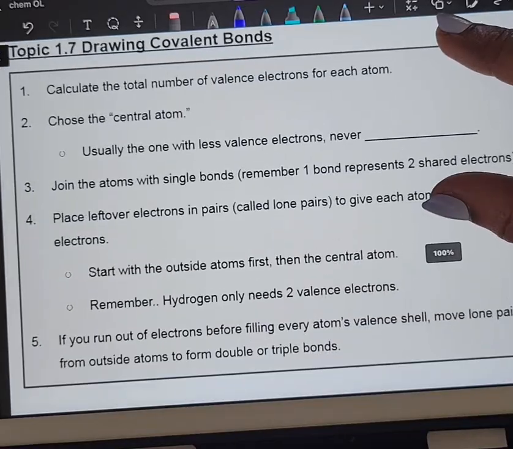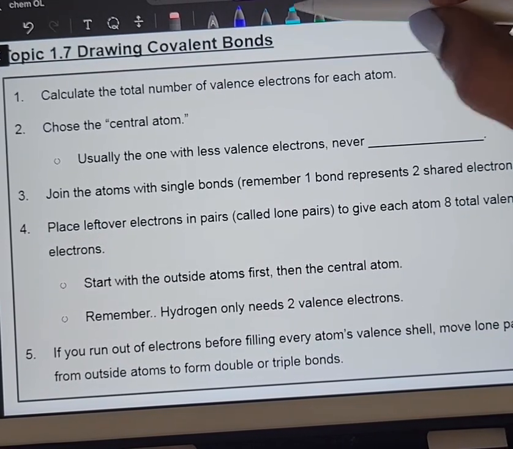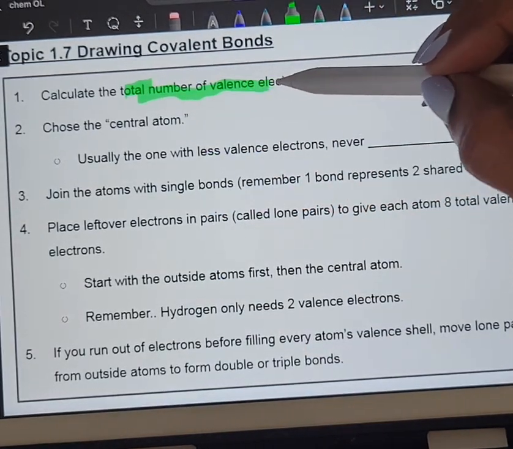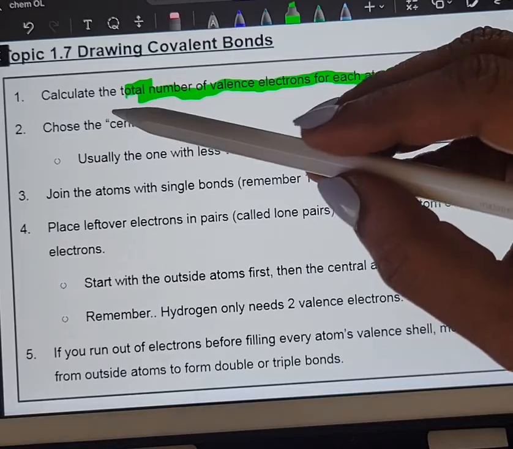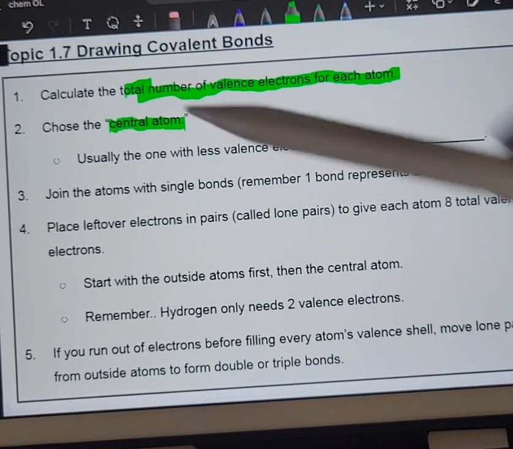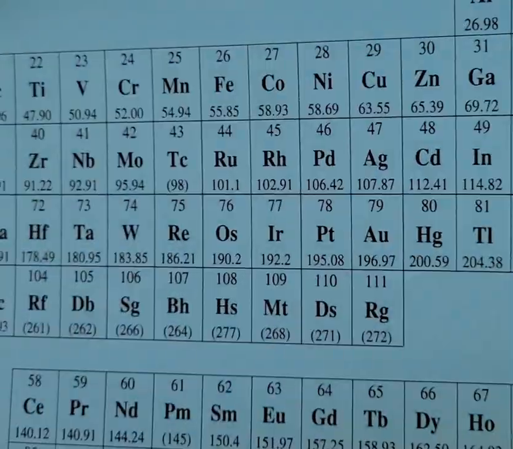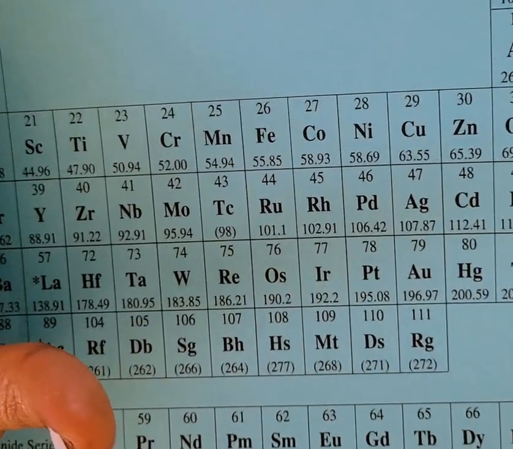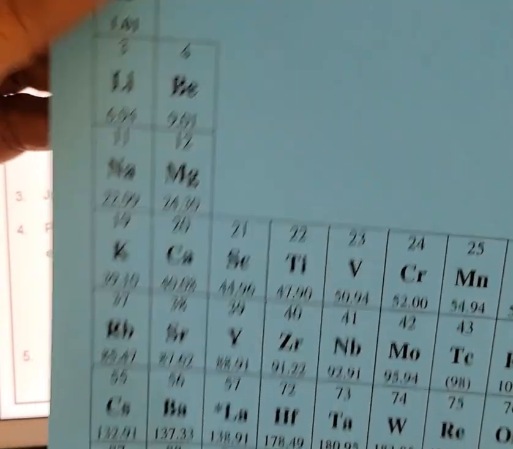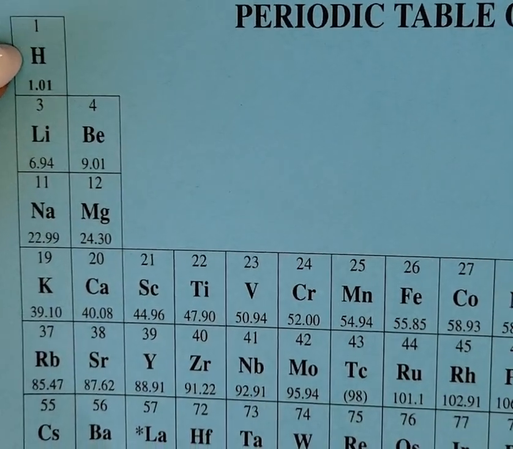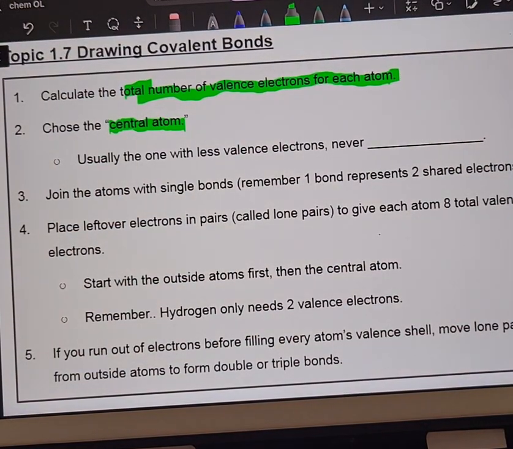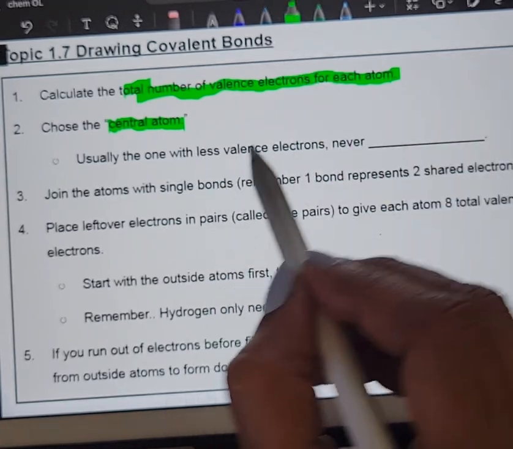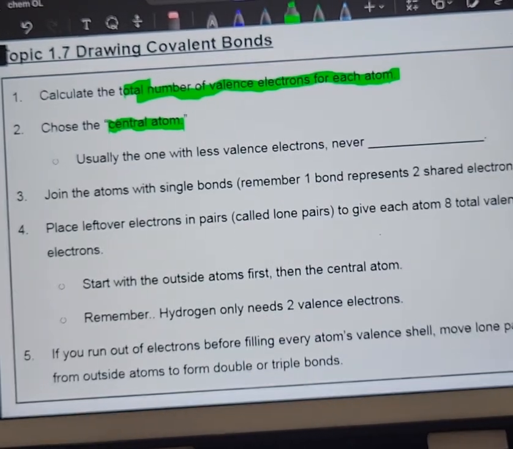These are the rules. First you have to do what? First you have to find the total number of valence electrons from both the atoms and decide which one goes in the center. Always on your periodic table, if you have these two, this one will go in the center. Always the left side atom will go in the center. Exception, hydrogen, since it's too small, it can't go in the center. Always the atom with the fewer valence electrons, which is the left side atom, will go in the center.